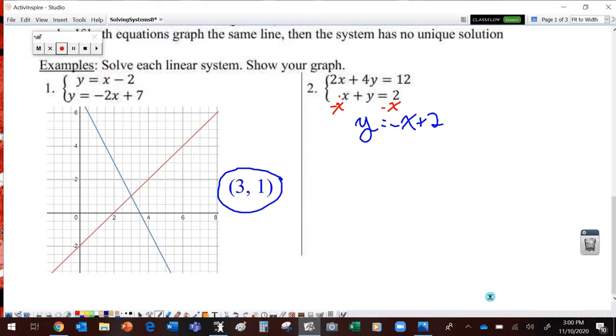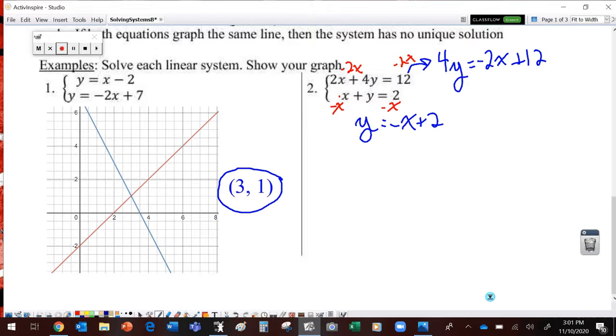Now, for this equation, we might have to do just a little bit more. The first thing that I'm going to do is still move that x to the other side. So I'll subtract 2x from each side of the equation, and that will give me the equation 4y equals negative 2x plus 12.